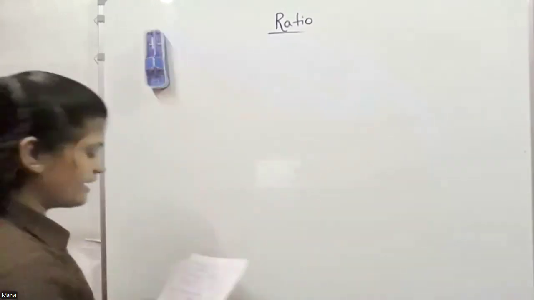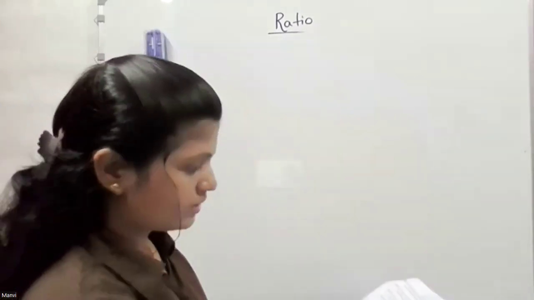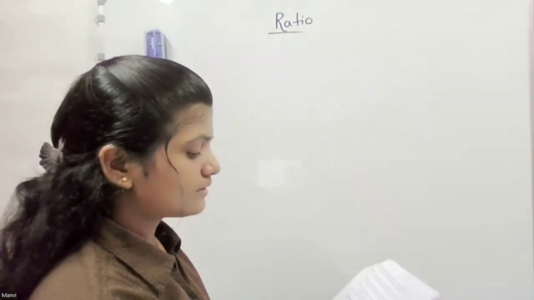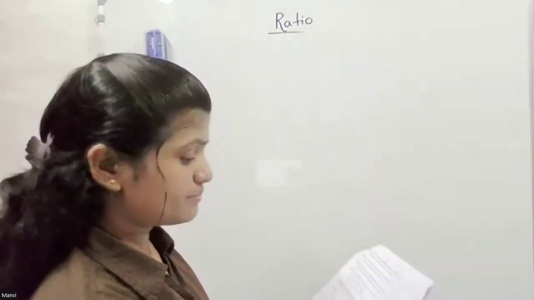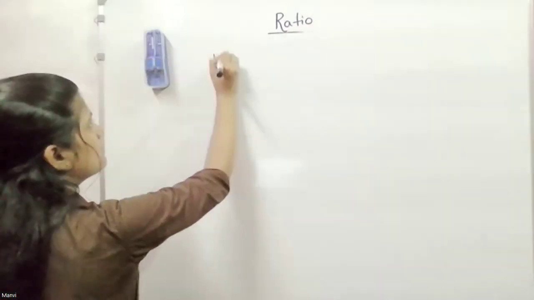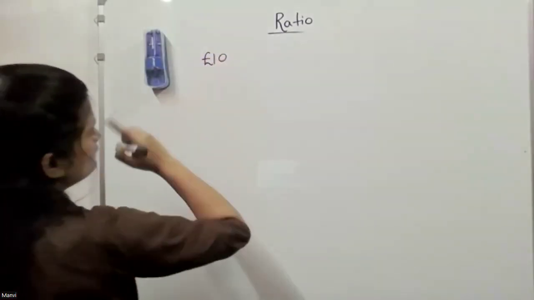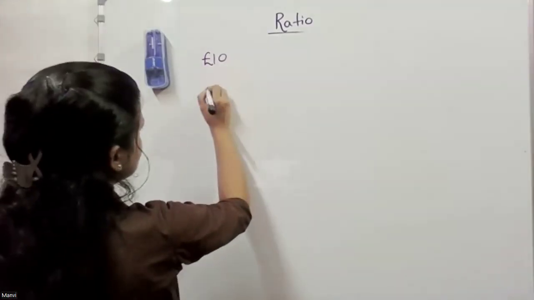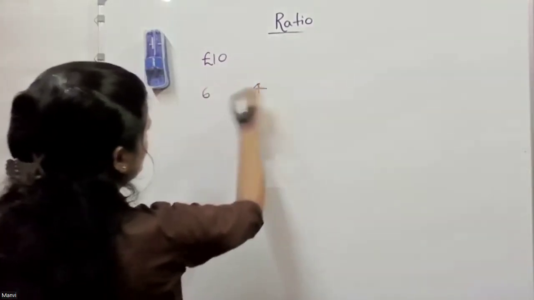Because this is the easiest way, right? Now, we are doing some quotient based on sharing. For example, I have this 10 pound and I share this money with 2 children, and one gets 6 pound and another gets 4 pound. Okay?